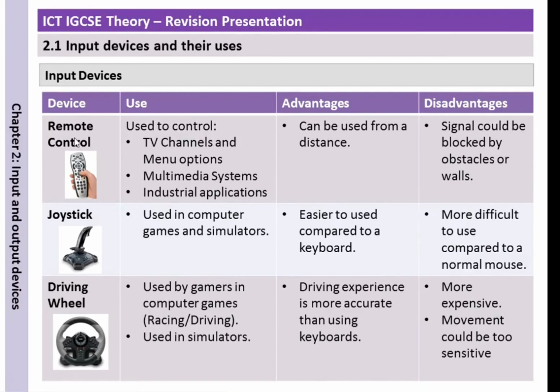Okay, the remote control, again, that's another type of input device used to control TV channels, menu options on multimedia systems or industrial applications. So the main advantage of the remote control is it can be used from a distance. However, the signal could be blocked by obstacles. So it could be used to change TV channels, for example.